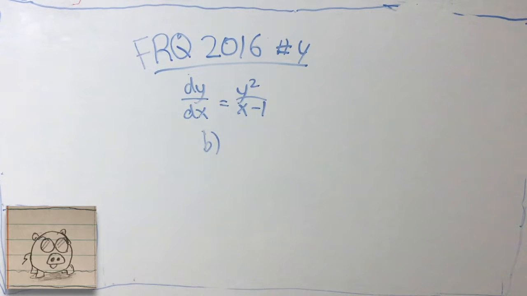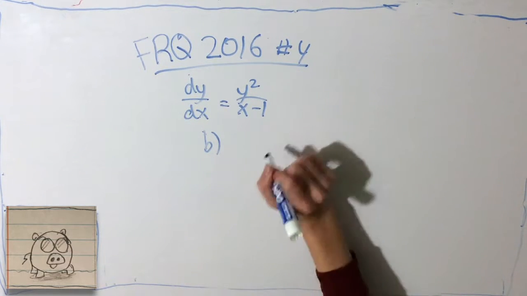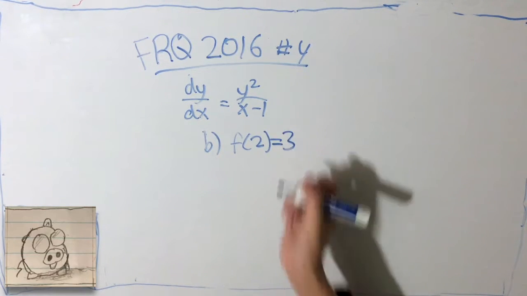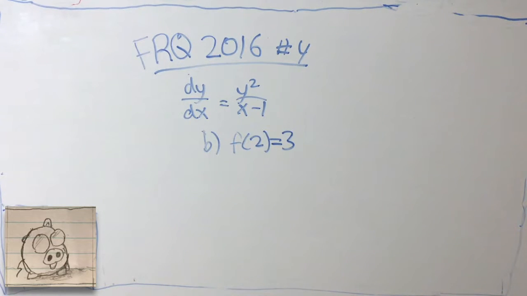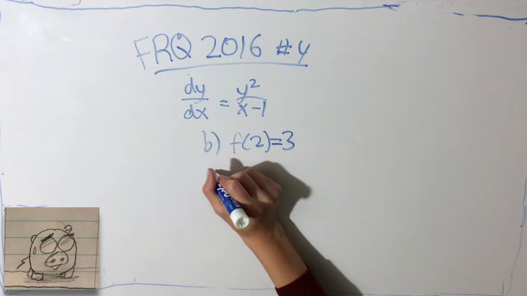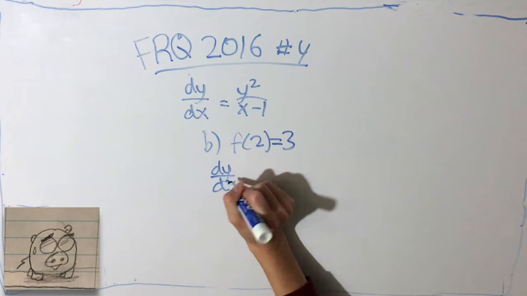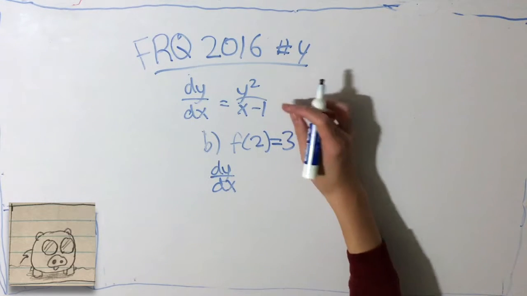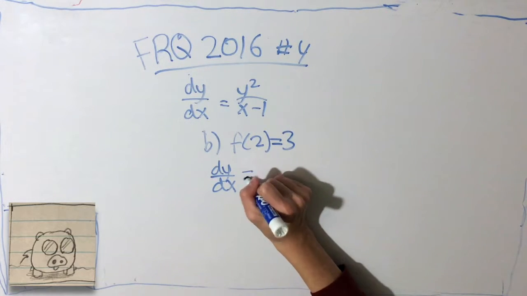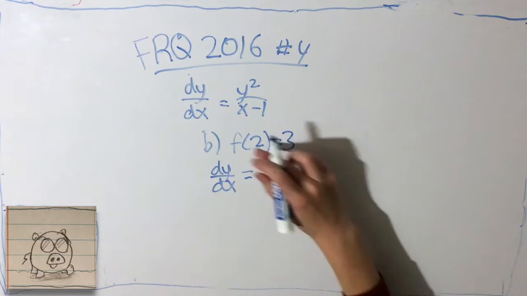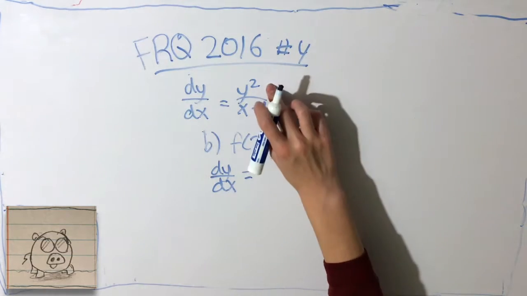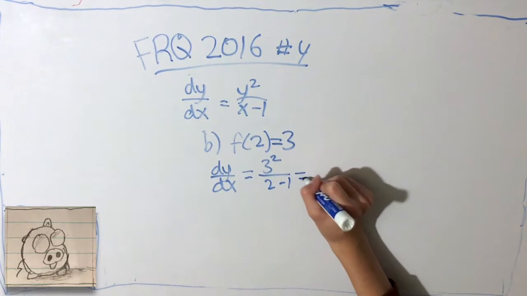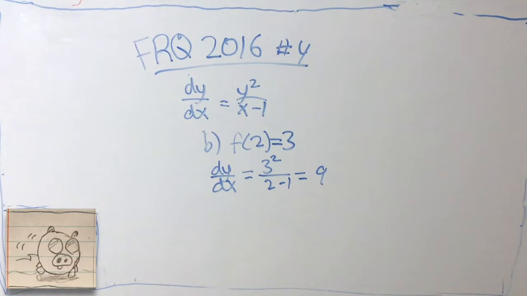In this part, they tell us to use a particular solution and a point, f of 2 equals 3, and they ask for the linear approximation through said point. The slope of the function at this point is merely dy/dx, so instead of finding what the particular solution is, the key to this problem is just using the separable equation to get the slope for us. Plug in x equals 2 and y, or just f of x, equals 3, and you can get the slope of 3 squared over 2 minus 1, which is 9. The rest should be easy.